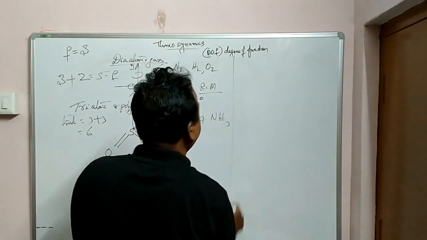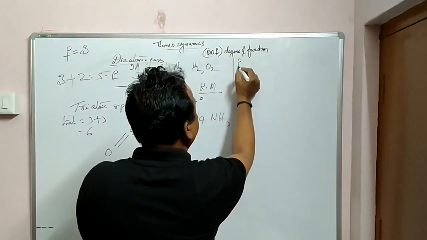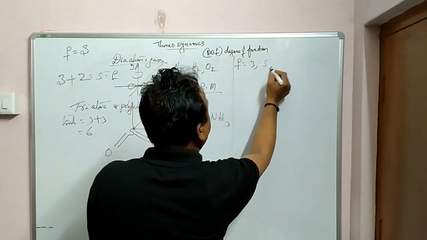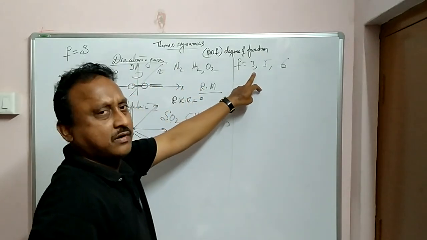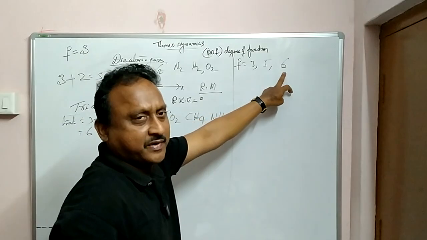So degree of freedom, you can take in normal condition, 3, 5, 6 for mono, diatomic, polyatomic gases.